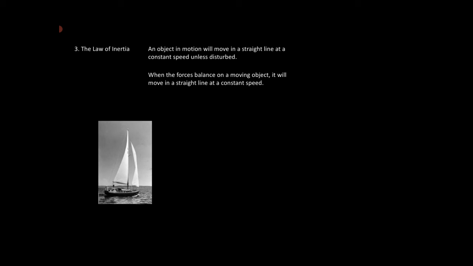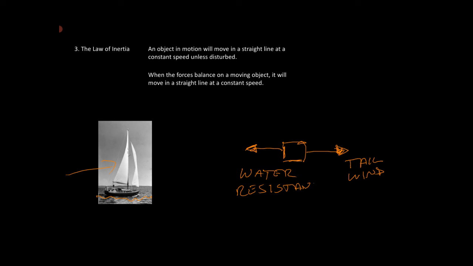Like this sailboat, right? So if you have a sailboat, let's say you've got a tailwind. The tailwind pushes it forward, right? That's why you like a tailwind. And the water here has drag. So you have water resistance from the hull. When these two things are equal, then the boat moves at a constant speed.